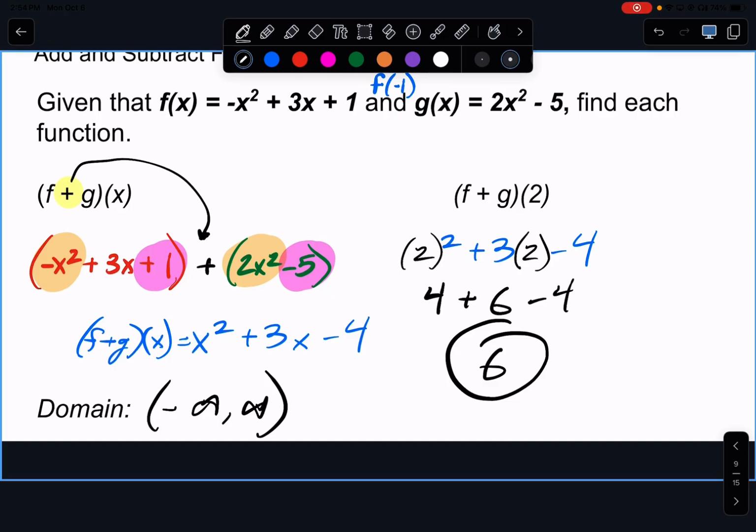Okay, give me a thumb gauge. How are we feeling right there with adding two functions together? Okay.